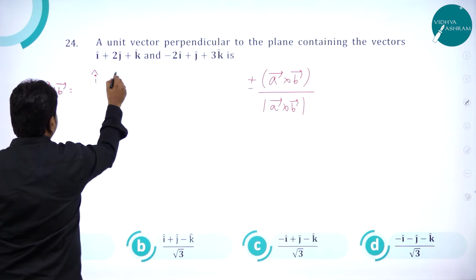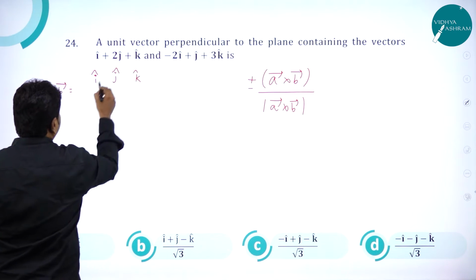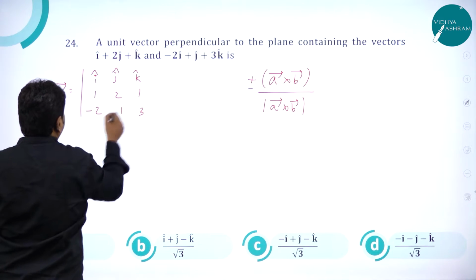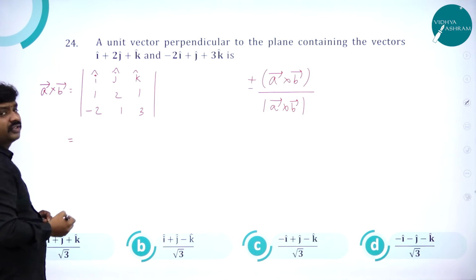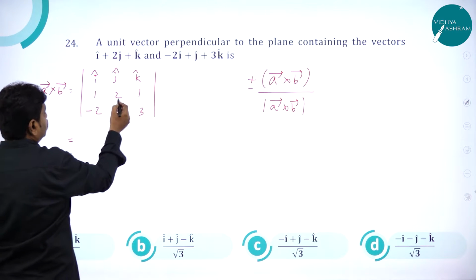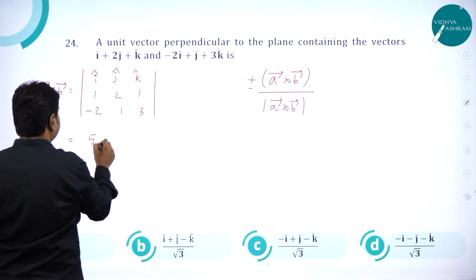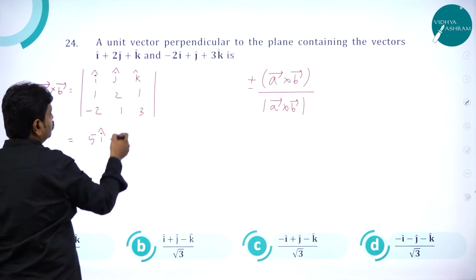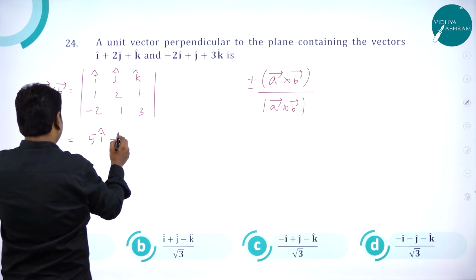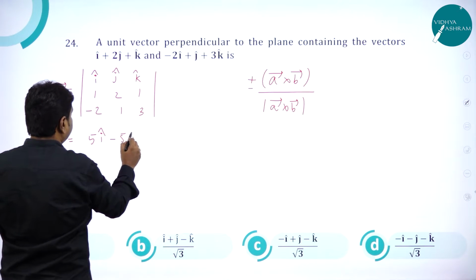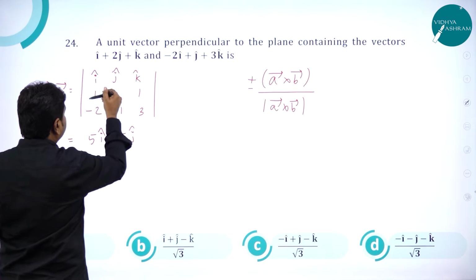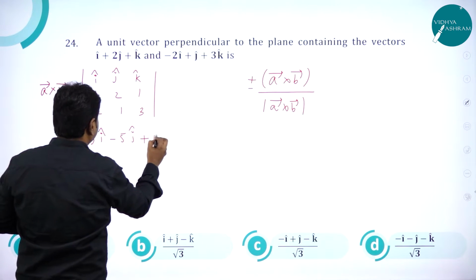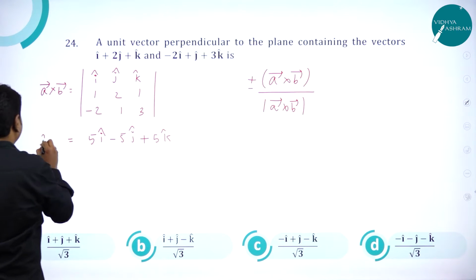i, j, k. First row coefficients 1 2 1, second row coefficients -2 1 3, and expand this. If I expand this, I'll get 2 times 3 is 6, 6 minus 1 is 5, 5 i cap. Minus, delete this column, 3 plus 2 is 5, minus of -5, minus 5 j cap. Then delete this column, 1 plus 4, that is also 5 k cap. This is A cross B I got.